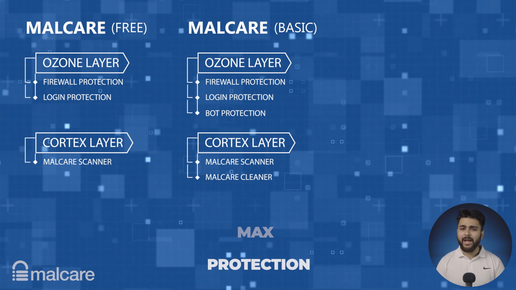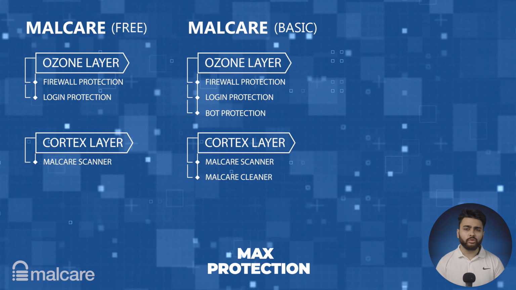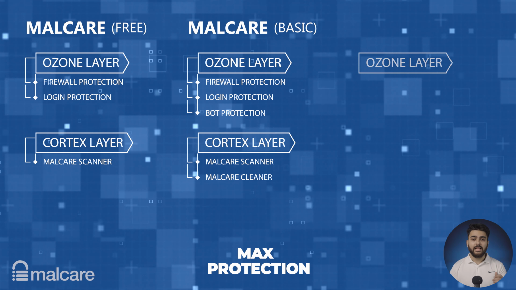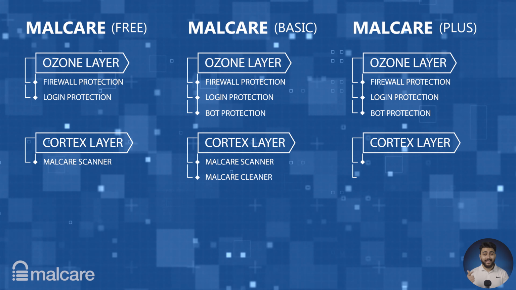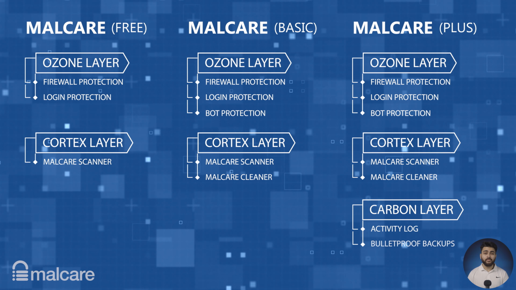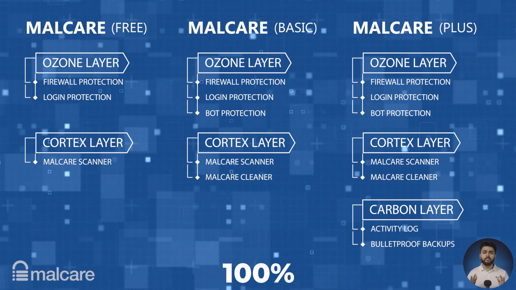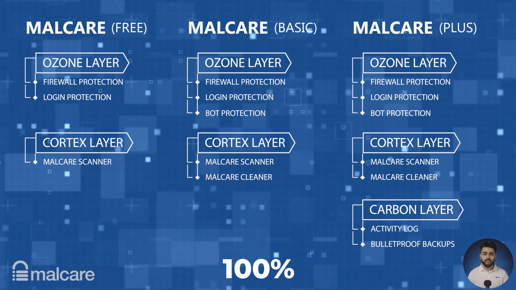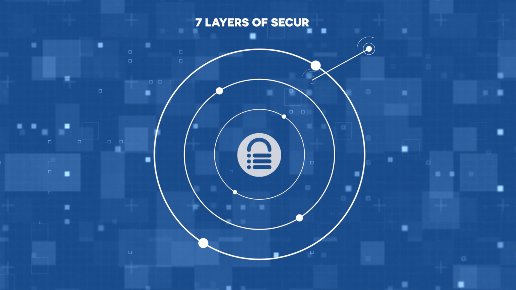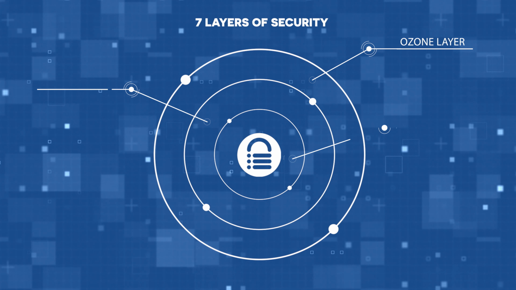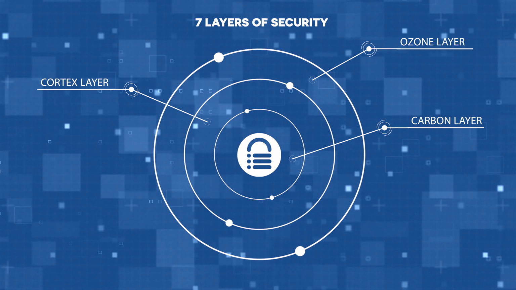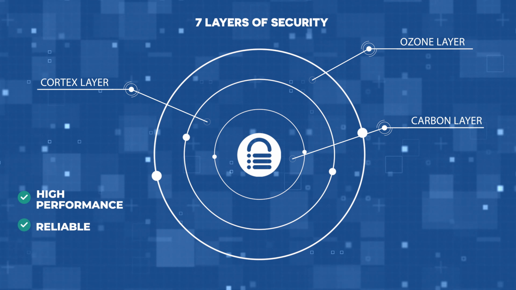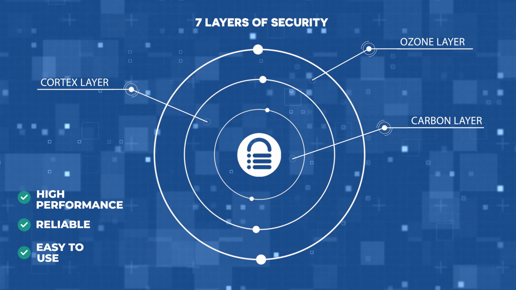Now, if you want maximum protection with absolutely no scope of failure, then you should pick the Malcare Plus plan. This activates the ozone, Cortex, and carbon layer together. This addition of the carbon layer gives your site 100% protection, like we explored in this video today. Basically, the Malcare Plus plan activates the entire 7 layers of security for your website. These layers make Malcare the most high performance, reliable, and easy to use website security in the world.